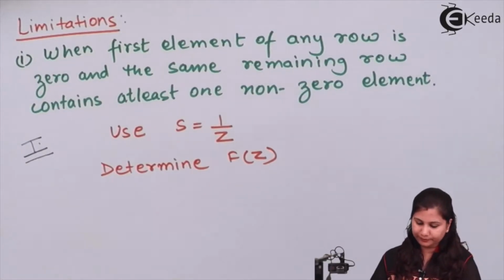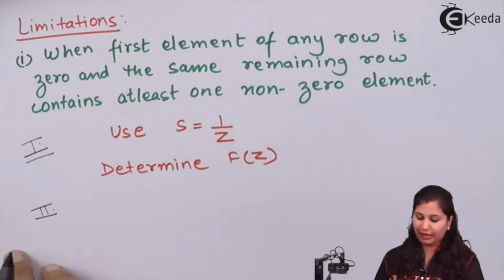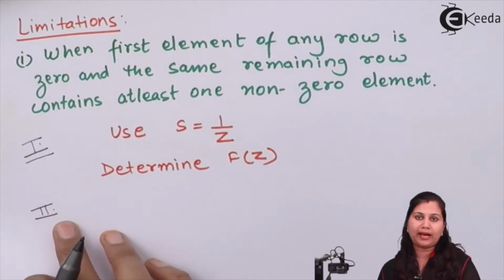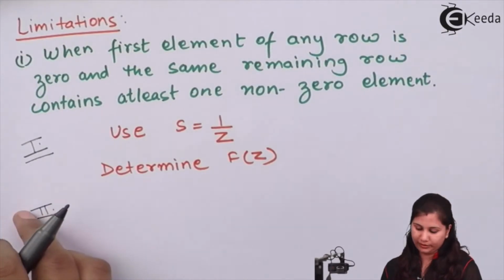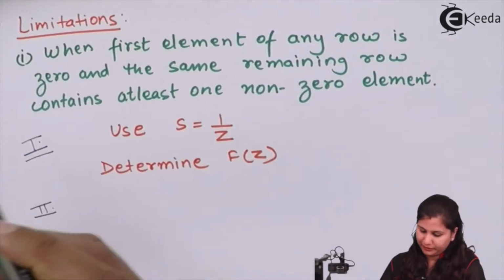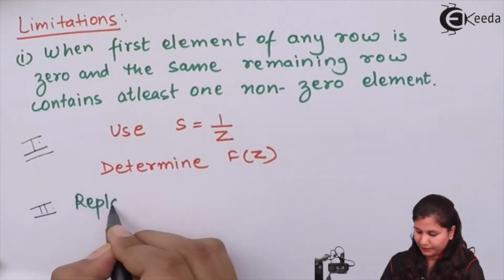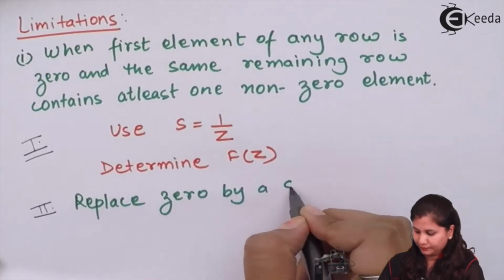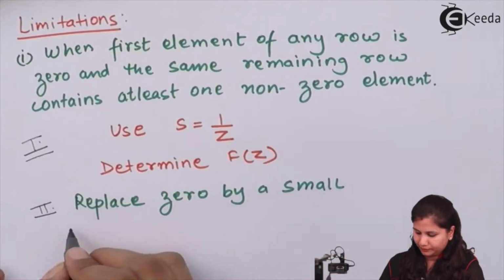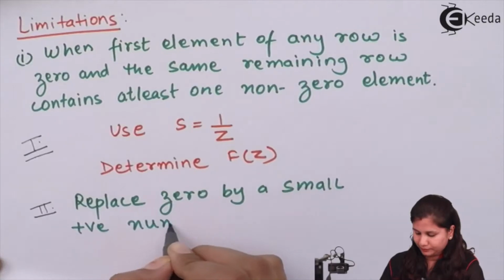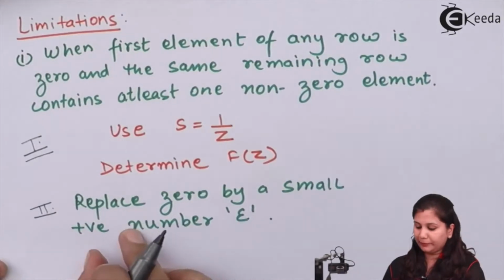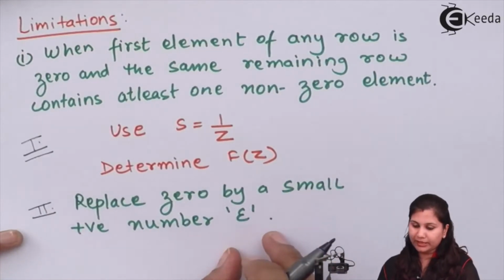Second method is, we have got 0 as the first element in the row. So that 0 will be replaced by a small number epsilon. Okay. So our second step will be, replace 0 by the small positive number epsilon and then we will complete the Routh array.